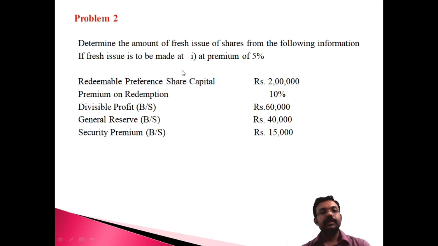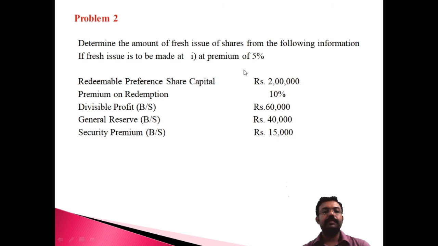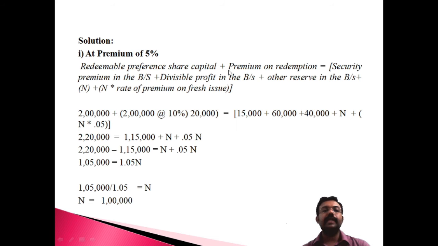Here we need the amount of the fresh issue; there is no number of shares and no face value, and the shares are issued at a premium and the redemption is also at a premium. The redemption is at a premium and the issue is at a premium. We can use the formula at a premium. The premium is 5%. So the formula: redeemable preference share capital plus premium on redemption equals securities premium in the balance sheet plus divisible profit in the balance sheet plus other reserves in the balance sheet, plus n plus n into rate of premium of the issue.